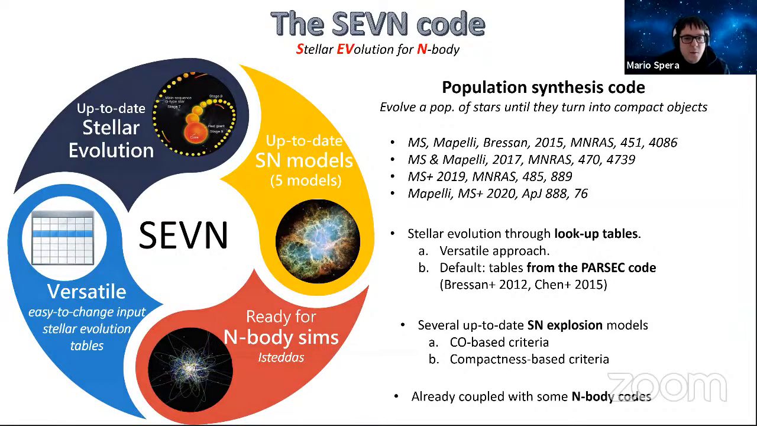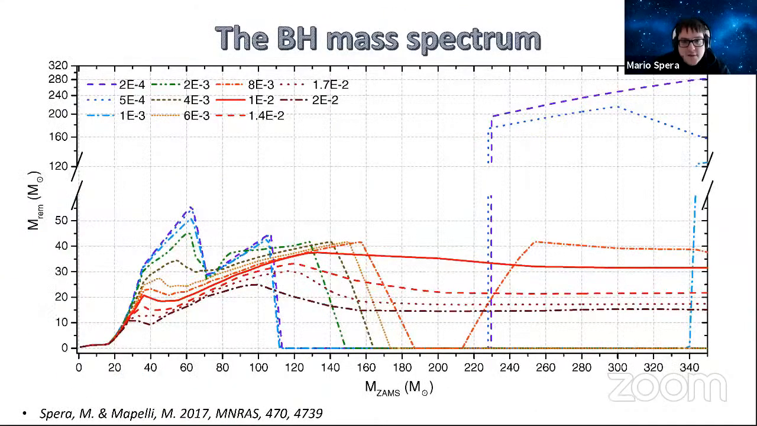But let me show you what we obtained with this code. This is basically what happens when we included all these up-to-date ingredients in the 7 code. So this plot shows you the mass of the compact remnant as a function of the initial mass of the star, and the curves correspond to different metallicities. As you can see, stars at low metallicity, for example, the purple curve up here, form heavier black holes than stars at higher metallicity down here, like the red or the brown curve.